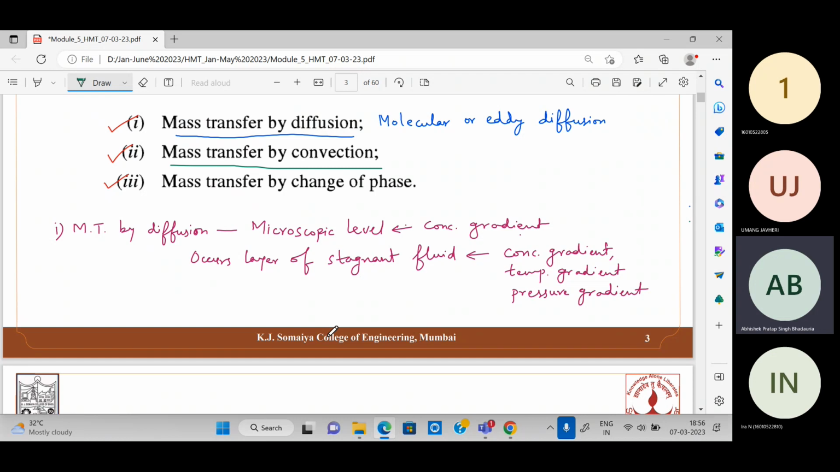As I discussed during heat transfer by convection, here also we can say mass transfer by convection: the mass transfer between a surface and a moving fluid, or between two immiscible moving fluids, is referred to as convective mass transfer. This convective mass transfer depends on transport properties of fluid. I will write it here in the second.